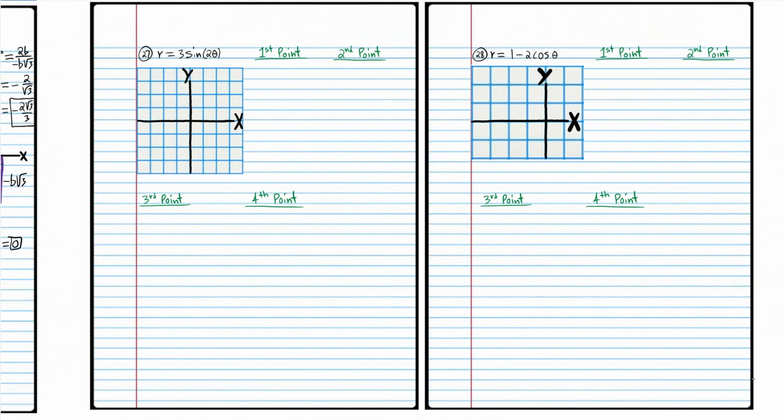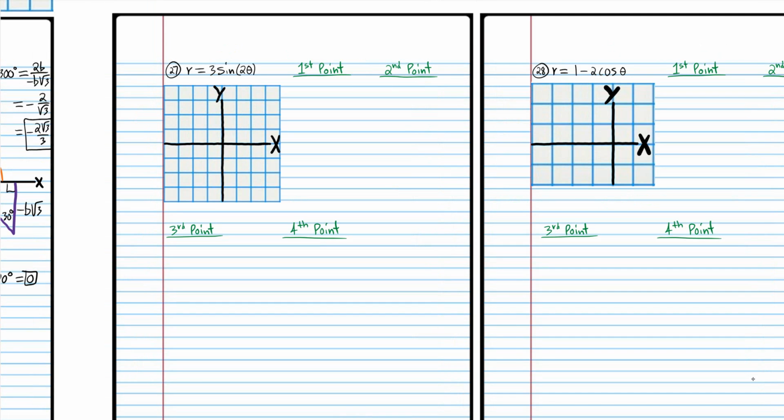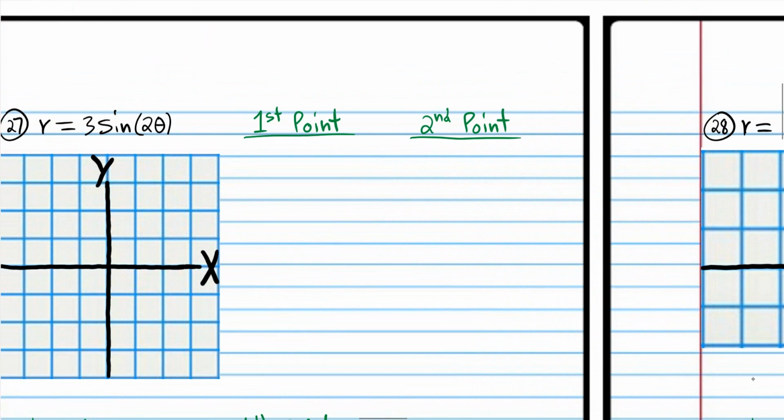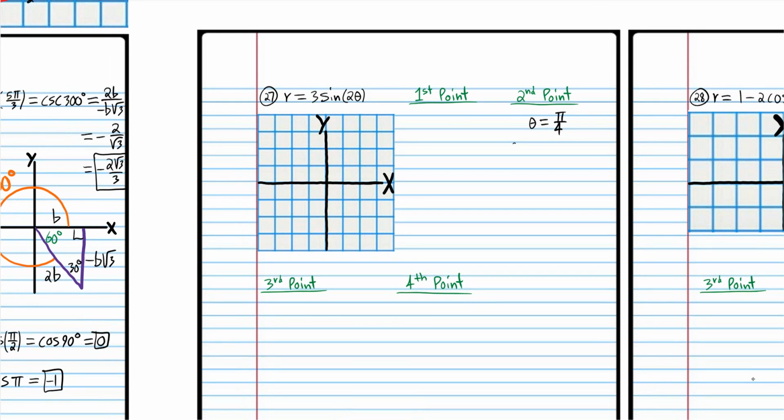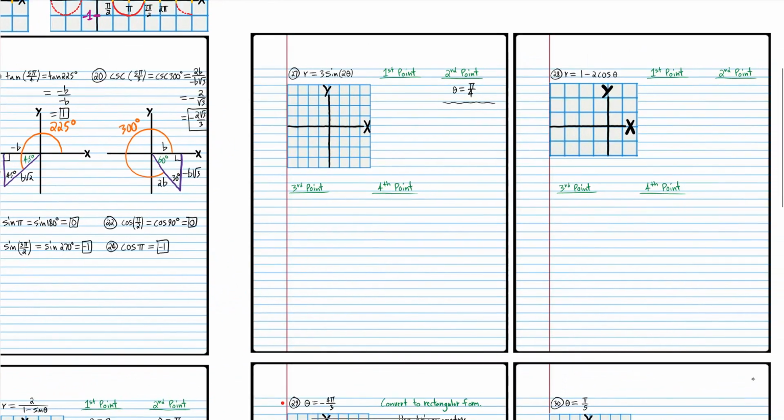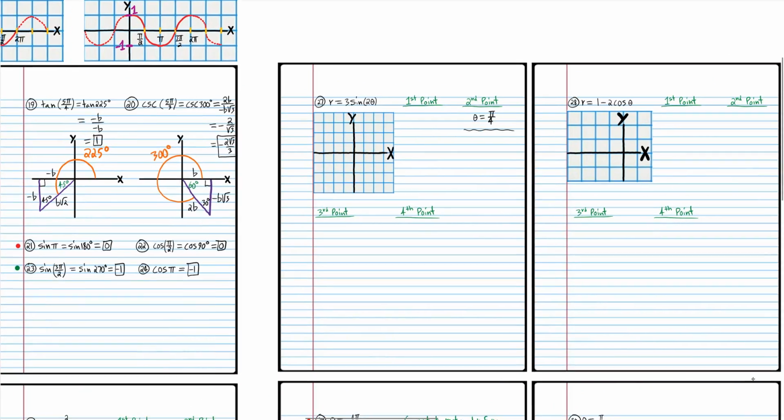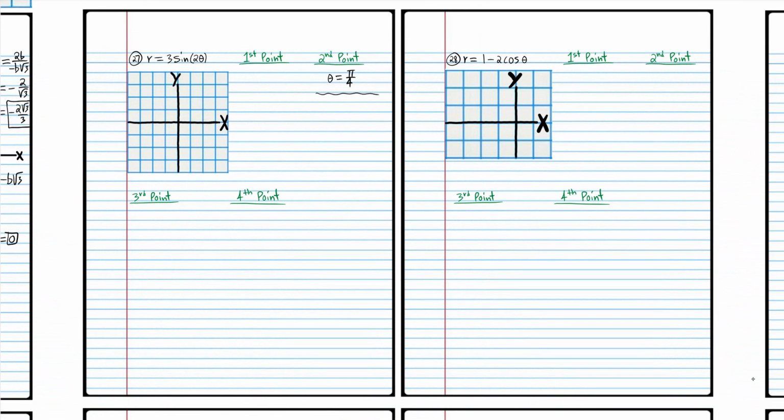Now, I want to give you some advice for number 27. Notice that inside the function we have 2 theta. Make pi over 4 one of your theta values that you choose, because this is going to be a little different because we have 2 theta. So go ahead and try number 27, and when you come back we'll do it together.